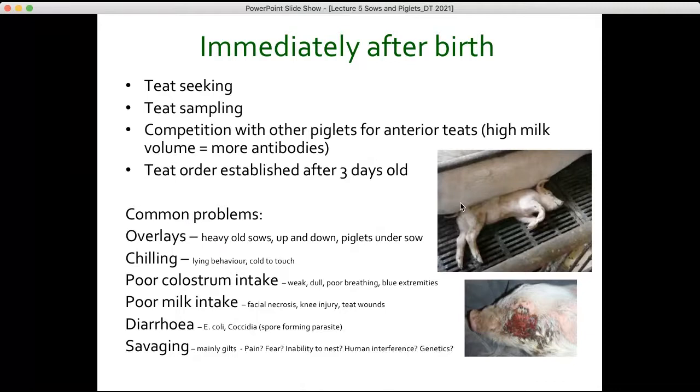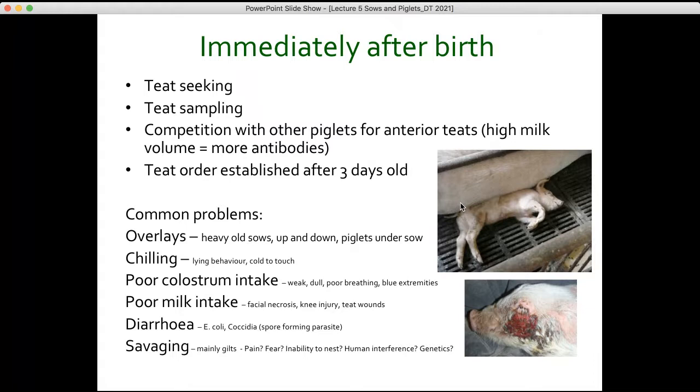Some common problems immediately after birth, probably the biggest is overlays. So that can happen when you've got really fat, heavy old sows, because they're less likely to get up when they do sit on a piglet. Or if your sows are distressed for some reason, so if that's because they're experiencing issues with feed or water supply, or they're uncomfortable, or they're stressed, them moving up and down in the farrowing crate increases the chances of a piglet getting laid on.